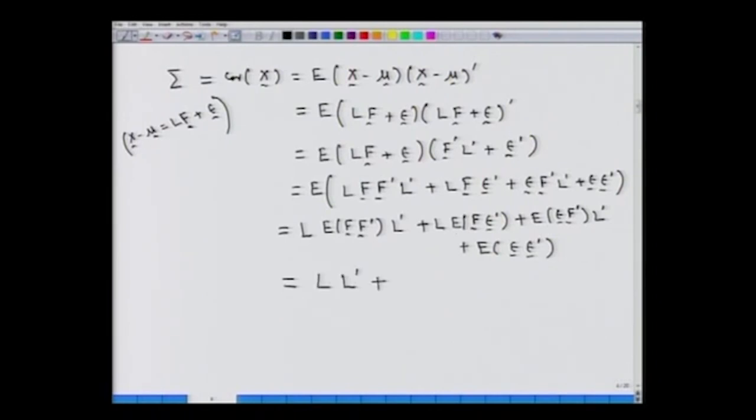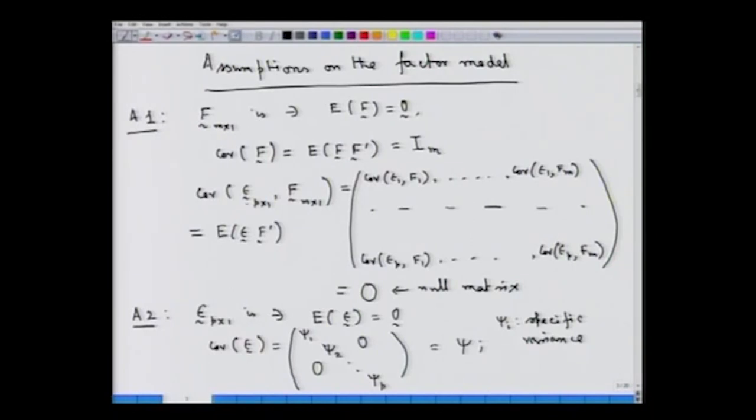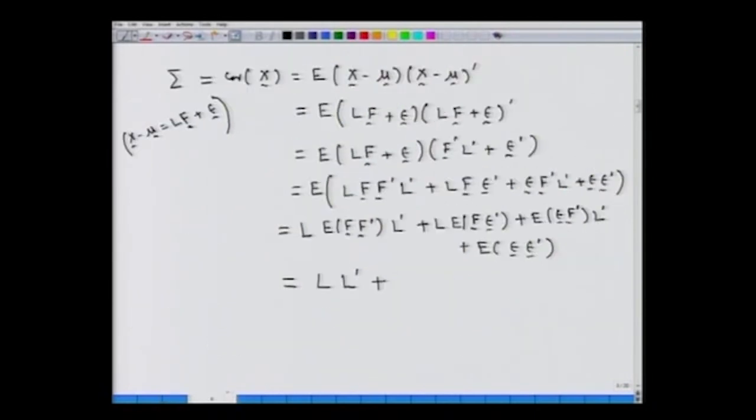What happens to the second term? This is expectation of f epsilon transpose. Thus, this is just the covariance matrix of f with epsilon. That is the definition. So, the covariance between epsilon and f is written in this form, which is also equal to the transpose of that. We had this by the assumption as a null matrix, and hence this is the covariance between f and epsilon, which also is a null matrix. So, this vanishes, this is equal to a null matrix, and so is this, this is also equal to a null matrix.